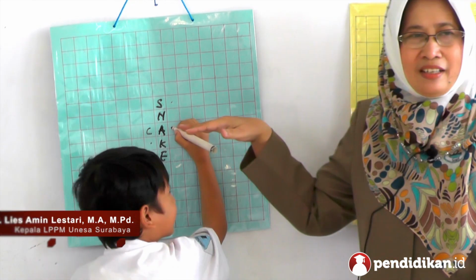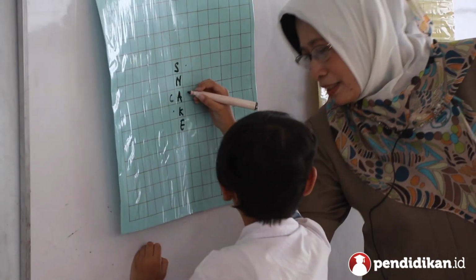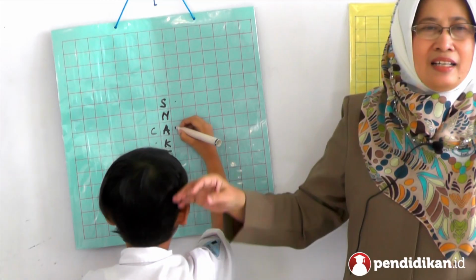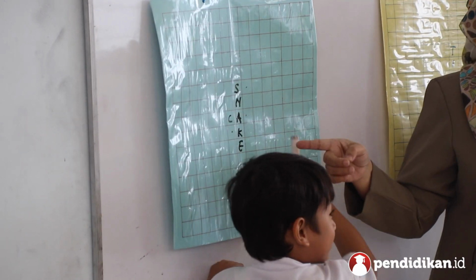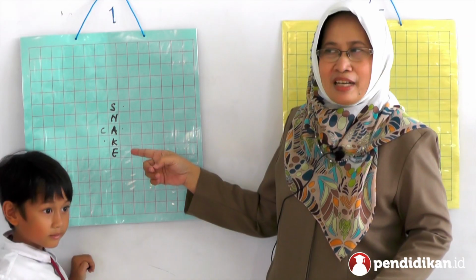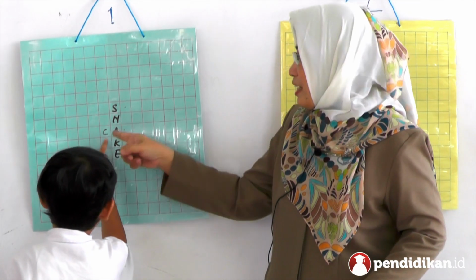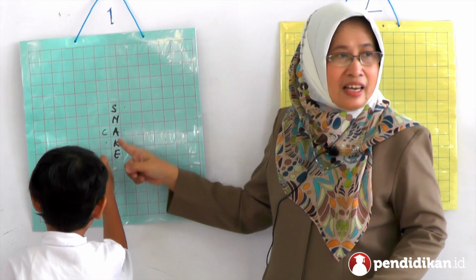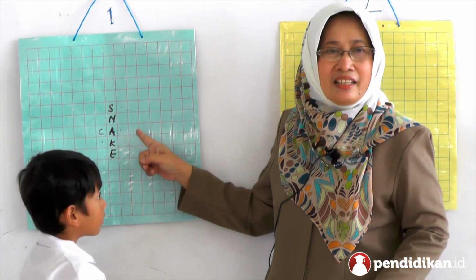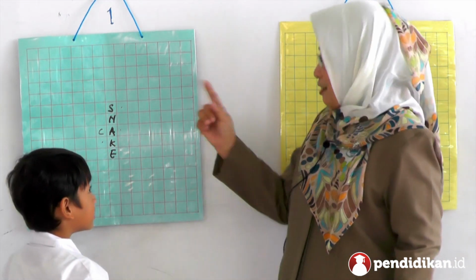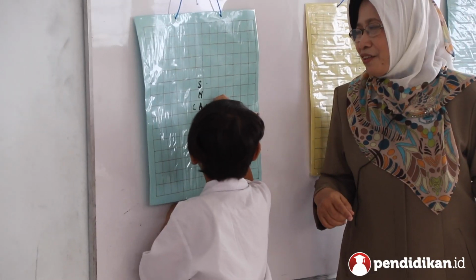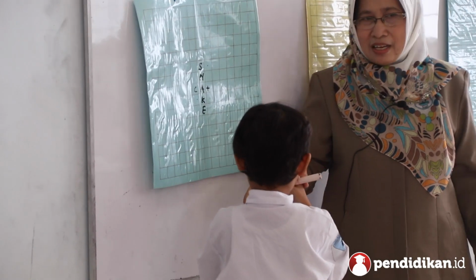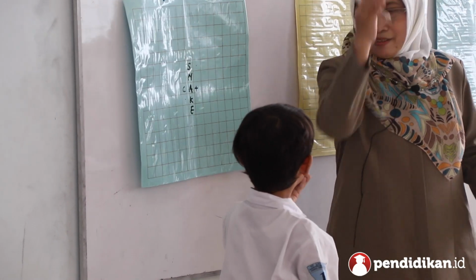Okay, now have a look here. Cakra has a cat. So, how to write a cat? Do you know how to write a cat? C, A, and then T. Write T there. Good. Yeah. Cat. Okay, sit down.